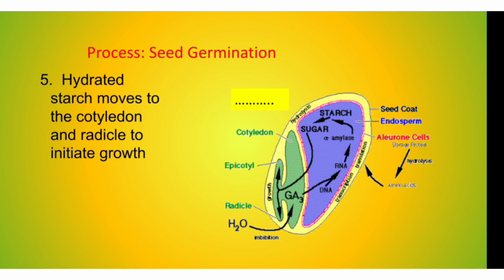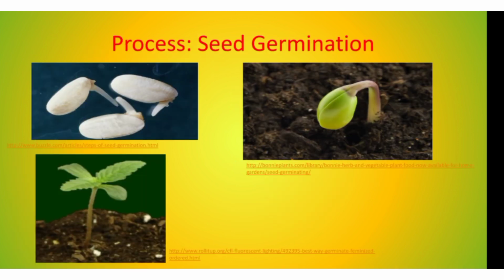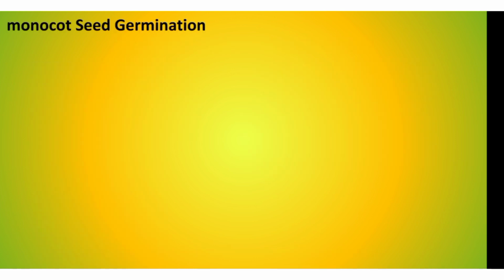Therefore, the radicle will also be the first to absorb water for it to grow. So this is the process of seed germination.